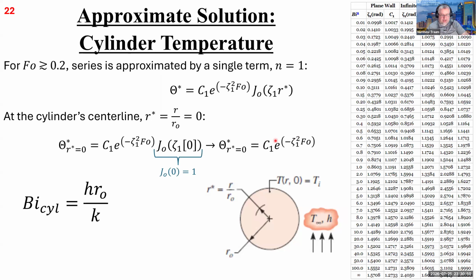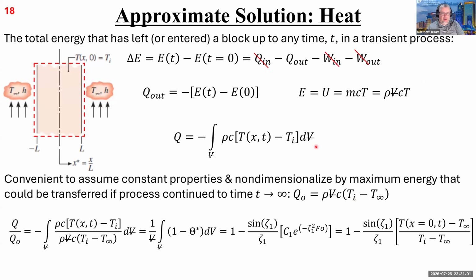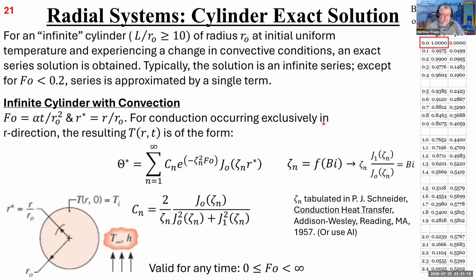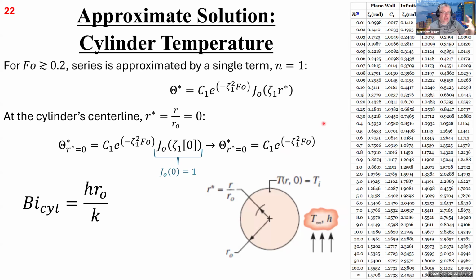Now, I'm going to point this out again later, but just so that you see it, C1 e to the minus zeta 1 squared Fourier for a cylinder, oh, it's the exact same for a plane wall, right? And it'll actually end up being the exact same for a sphere too. So you can see this initially looks incredibly complicated and overwhelming, but it all collapses into a single solution path, regardless of whether you're a plane wall, a cylinder, a sphere, or other common shapes. So this combination of variables is exactly the same.